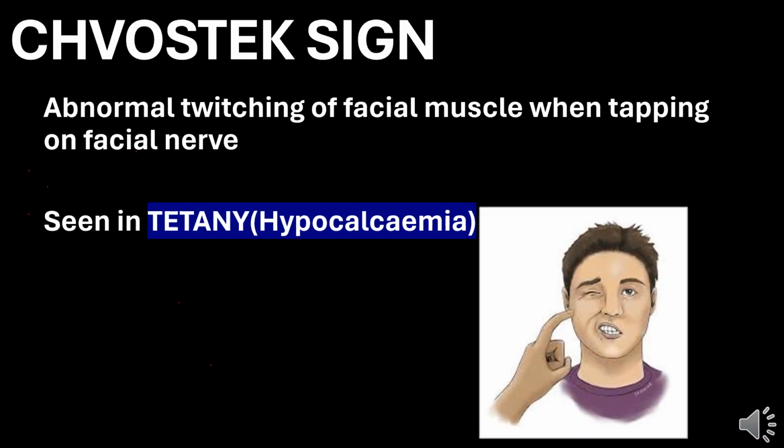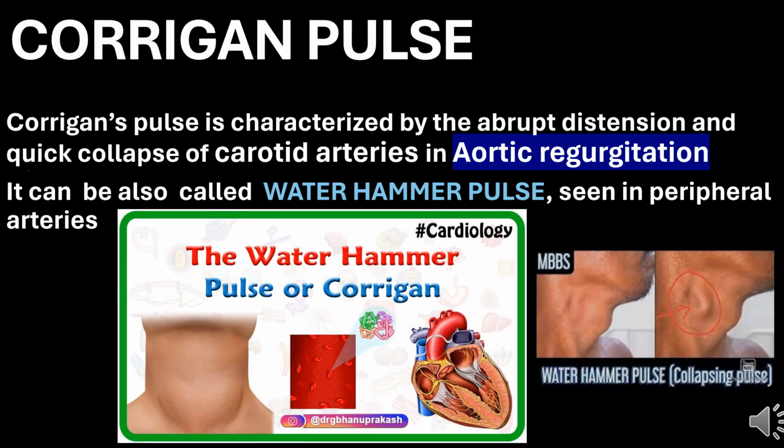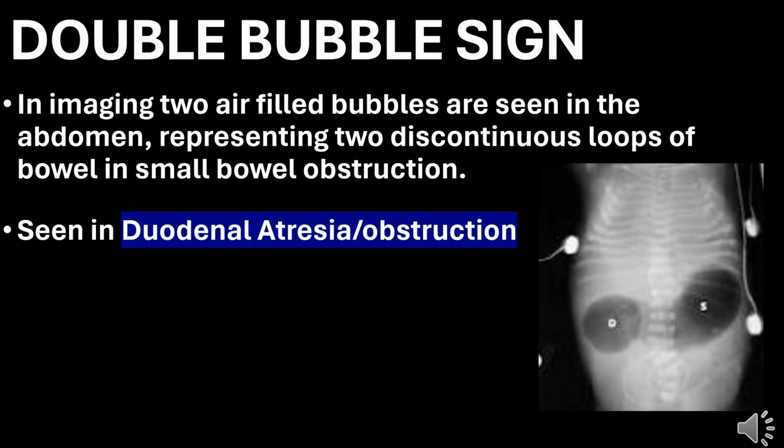Chvostek's sign. It's the abnormal twitching of facial muscle when tapping on facial nerve. This is seen in tetany or hypocalcemia. Trousseau's sign. Carpopedal spasm on inflating a BP cuff. This is also seen in tetany or hypocalcemia. Corrigan pulse is characterized by the abrupt distension and quick collapse of carotid arteries in aortic regurgitation. It's also termed as water hammer pulse, seen in peripheral arteries. Double bubble sign. Two air-filled bubbles are seen in abdomen in imaging, representing two discontinuous loops of bowel in small bowel obstructions. This is usually seen in duodenal atresia or obstruction.